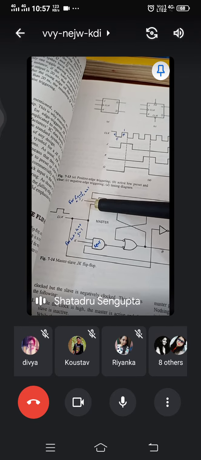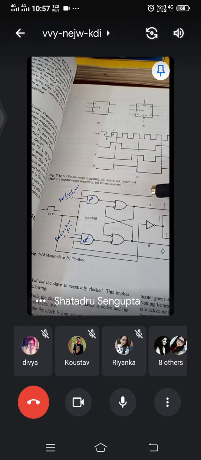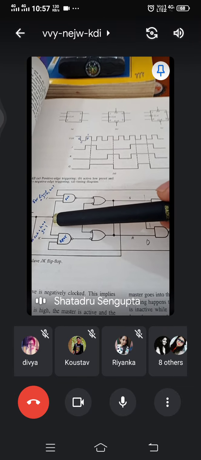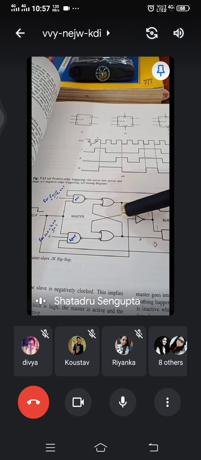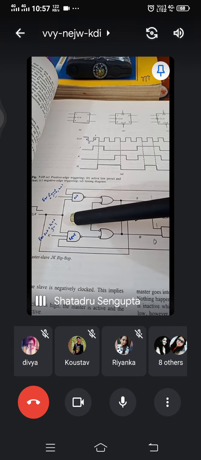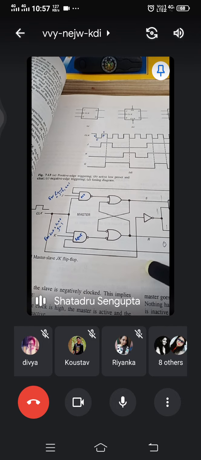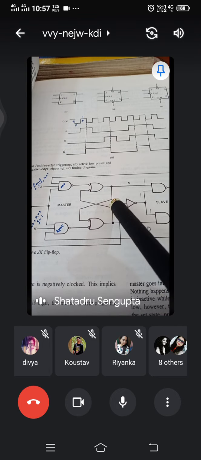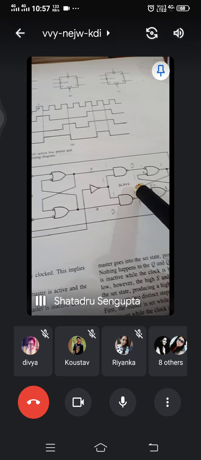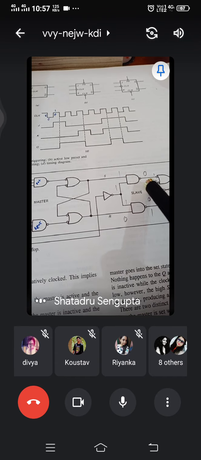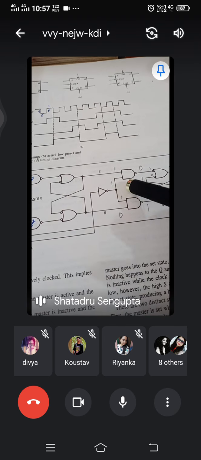These two are connected to the clock. Obviously there is a single clock, it works with a single clock. Now what will happen when the clock goes low? This clock signal is now connected to this SR flip-flop, or JK flip-flop if you like.